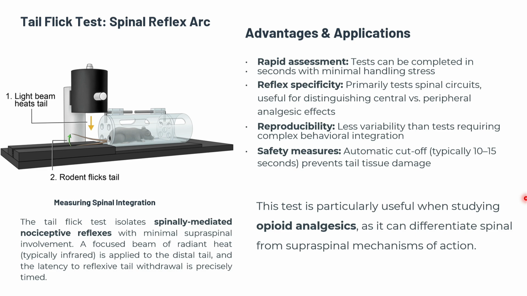There's an automatic cutoff, typically 10 to 15 seconds, which prevents tail tissue damage. This test is particularly useful when studying opioid analgesics as it can differentiate spinal from supraspinal mechanisms of action.